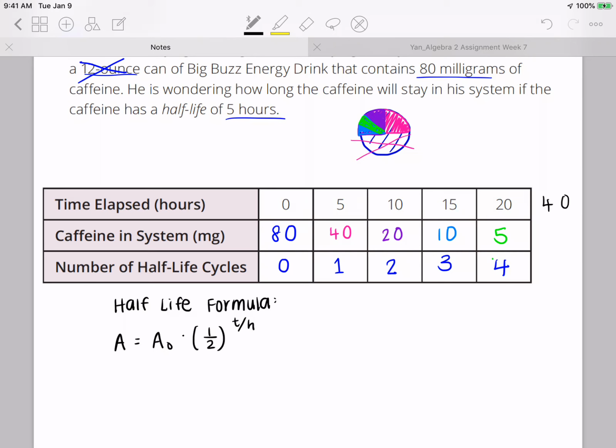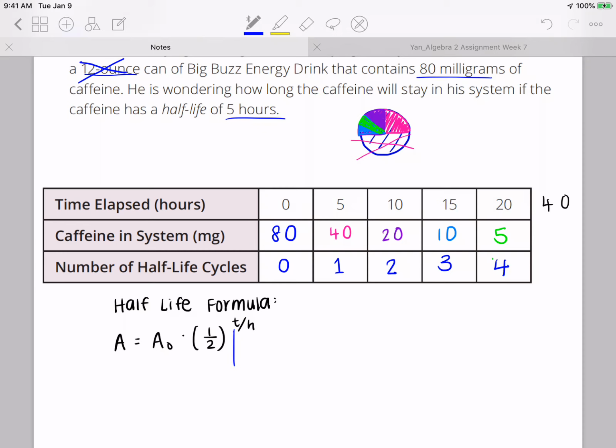Okay, because we have to put a fraction at the top. If it's 1 hour, after 1 hour nothing really happens. Like he still has the majority of the caffeine in his stomach. But if it's after 5 hours, and this is 5, that means the full half-life cycle can do half of the 80 milligrams. Does that make sense? So we have to have a fraction up here to break it down every 5 hours.